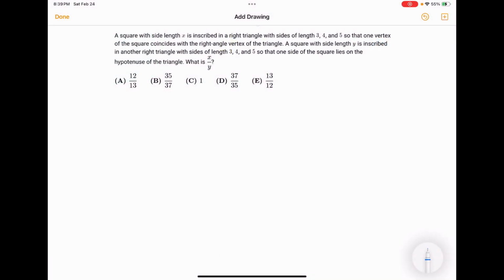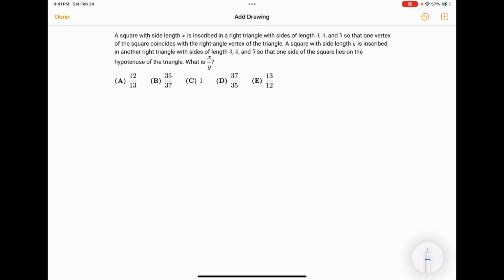The problem states: a square with side length x is inscribed in a right triangle with sides of length 3, 4, and 5, so that one vertex of the square coincides with the right angle vertex of the triangle. A square with side length y is inscribed in another right triangle with sides of length 3, 4, and 5, so that one side of the square lies on the hypotenuse of the triangle. What is x over y?